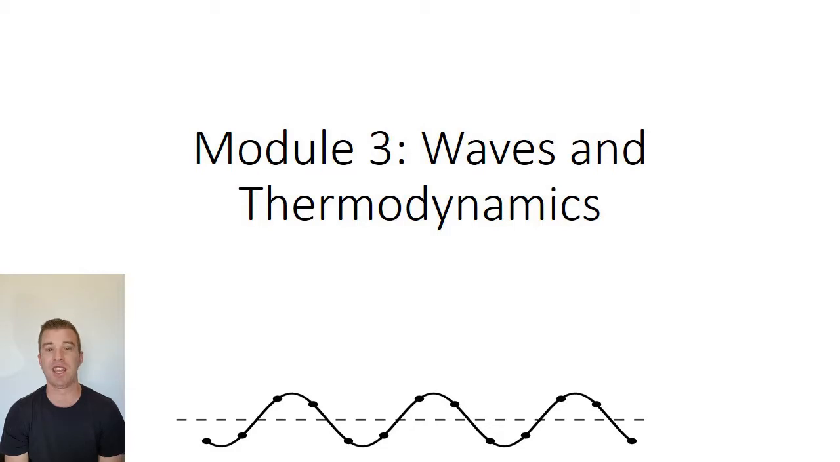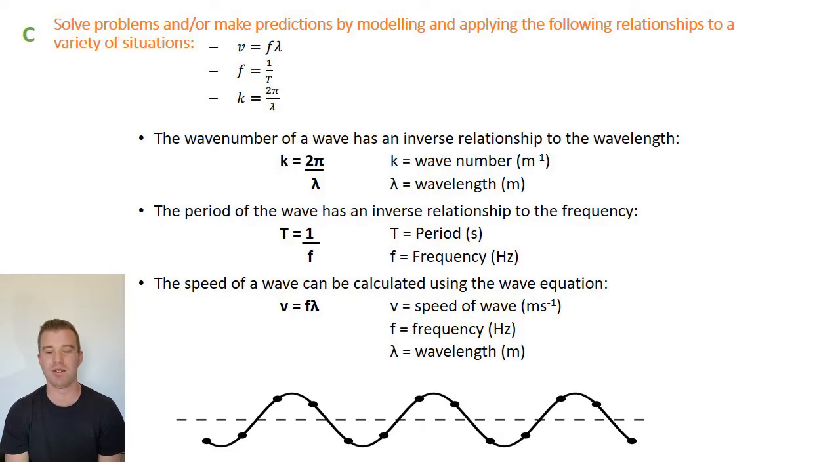So let's have a look here at this equation, or series of equations. You've got the wave velocity equation, and the equations to find the frequency of a wave and the wave number. So what are those variables there, and what does each of those letters mean? K is your wave number and lambda is your wavelength. The wave number of a wave has an inverse relationship to the wavelength, and you can see that by K equals 2 pi over wavelength.